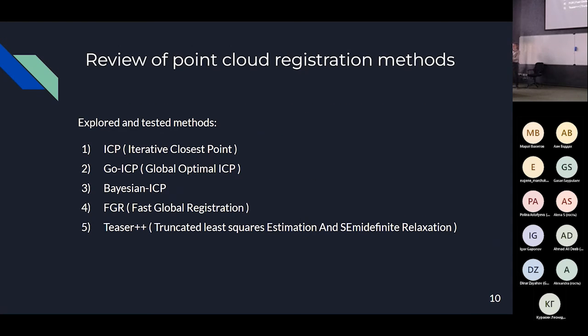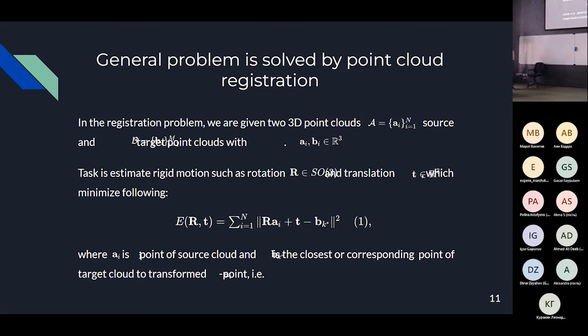In our work, we investigated and used the following registration methods: ICP, GICP, Bayesian ICP, Fast Global Registration, and TEASER++. Each registration method tries to solve the following general problem. We have dataset A and dataset B, I mean point cloud A and point cloud B. And our task is to estimate the transformation between the two point clouds, expressed as rotation and translation, that allows us to minimize the following error function.